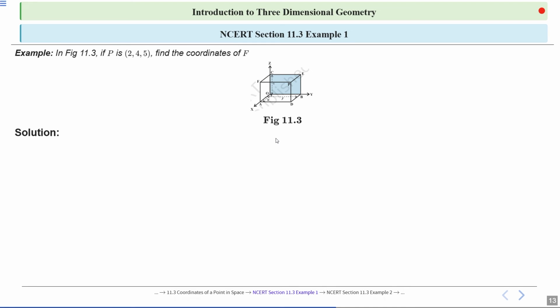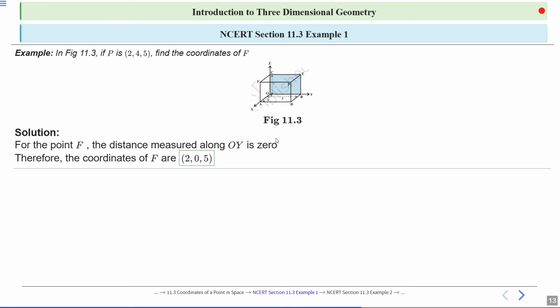So let's start the solution of this example step by step. For the point F, the distance measured along OY is 0. Therefore, the coordinates of F are 2, 0, 5. So this shows us that when a point lies directly above or below the XZ plane, its Y coordinate is 0, and the other coordinates stay unchanged. So I hope this example is clear to all of you. This was a very simple example.